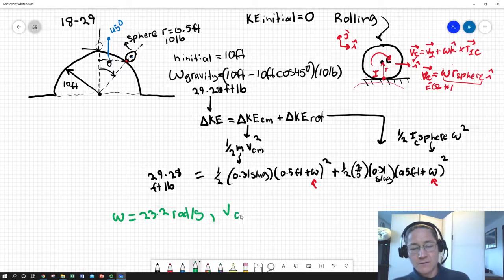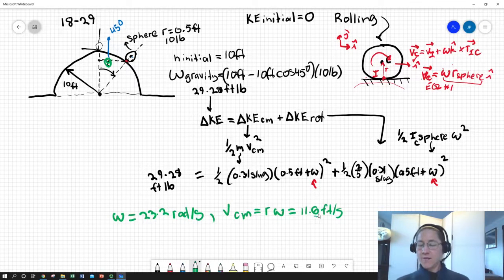And then we kind of go backwards. Our velocity of our center of mass equals r omega. So the velocity of the center of mass when theta is 45 degrees is going to be about 11.6 feet per second. Depending on exactly what value is used for gravity, this can change a little bit, but it's between 11.5 and 12, and I ended up calculating about 11.6.